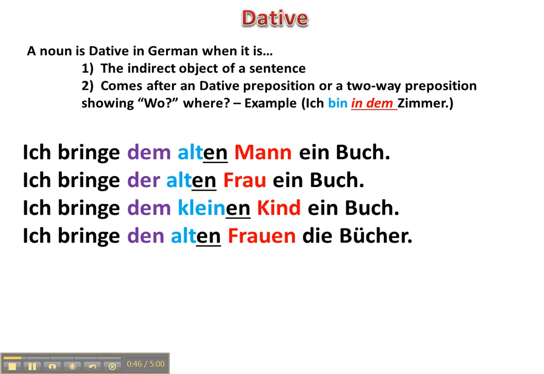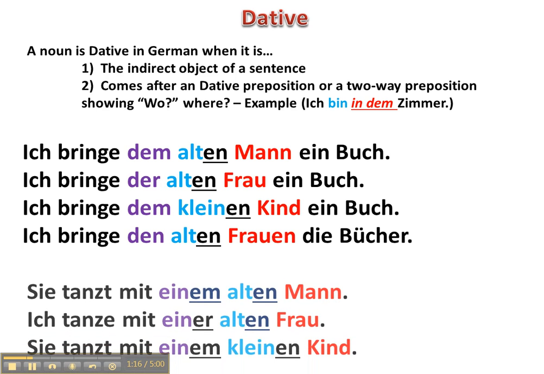So with definite articles in the dative, der will change to dem, die will change to der, like die Frau, das will change to dem, like dem Kind, and in the dative plural, die Frauen changes to den Frauen. The good news about the dative is that the adjective is always en. So ich bringe dem alten Mann ein Buch, ich bringe der alten Frau ein Buch, ich bringe dem kleinen Kind ein Buch, ich bringe den alten Frauen die Bücher.